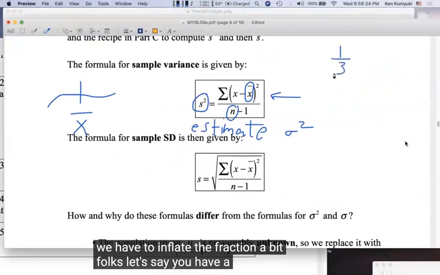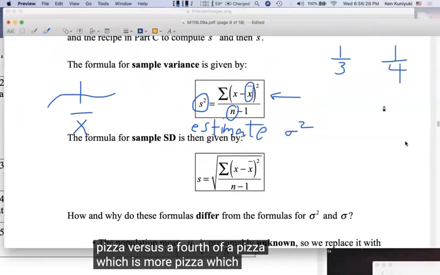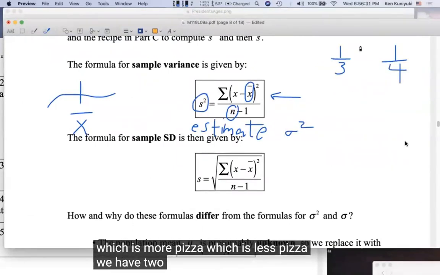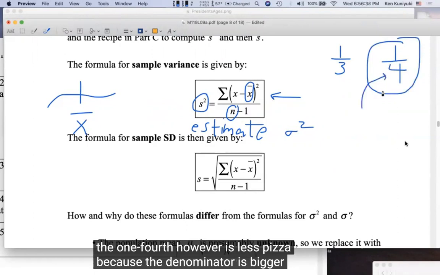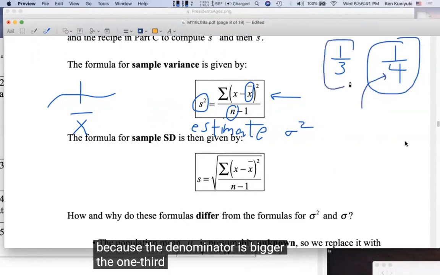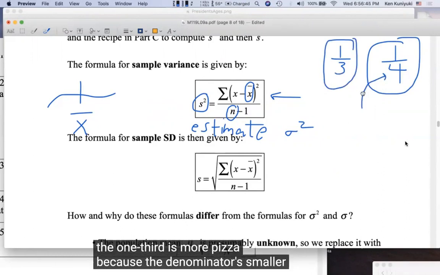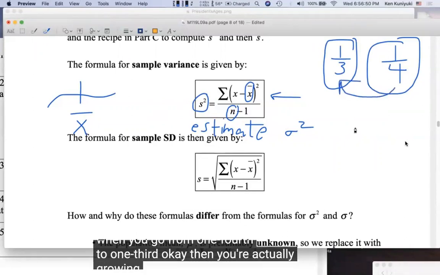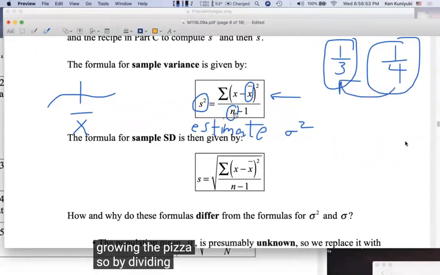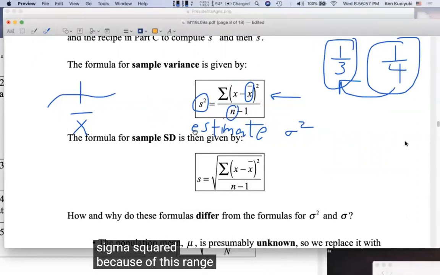Folks, let's say you have 1/3 of a pizza versus 1/4 of a pizza. Which is more pizza, which is less pizza? We have two fractions, the tops are the same. The 1/4, however, is less pizza because the denominator is bigger. The 1/3 is more pizza because the denominator is smaller. So when you go from 1/4 to 1/3, then you're actually growing the pizza. So by dividing by n minus 1, we're actually inflating the estimate for sigma squared because of this wrench.